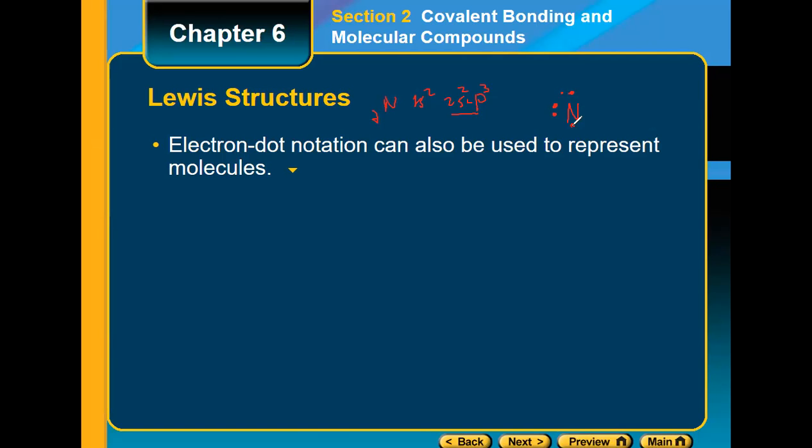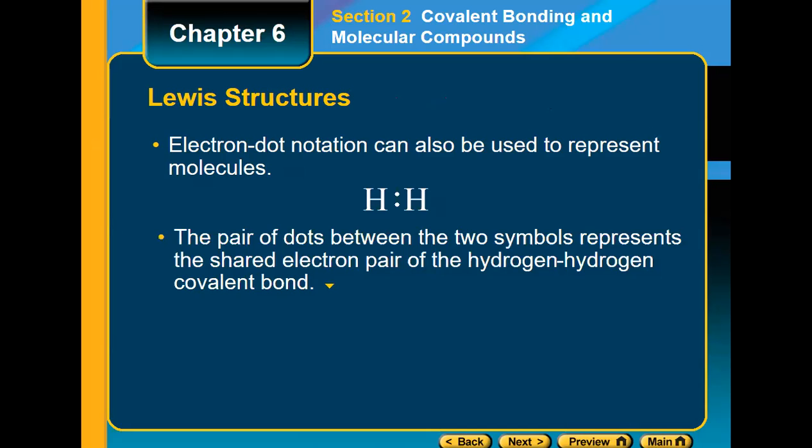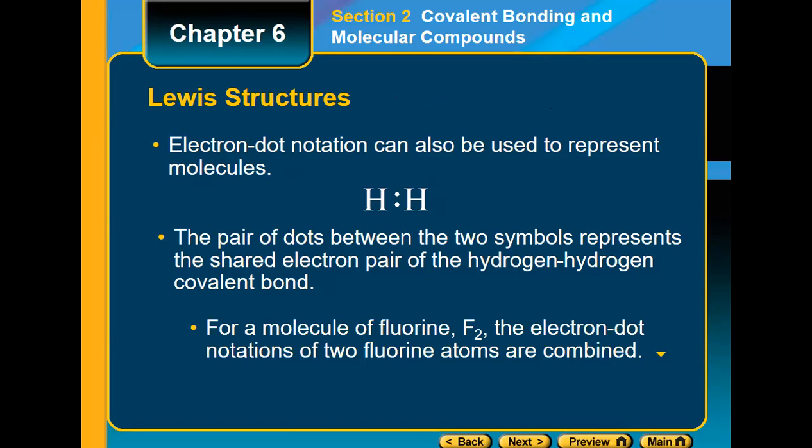Regarding this, we said the electron dot notation can also be used to represent a molecule. That means it could represent how the covalent bond is formed between two atoms in a molecular compound. For example, here is the bond formed between hydrogen atoms. Each hydrogen contains one electron, so the two are bonded. They share a pair of electrons, each one sharing one electron.